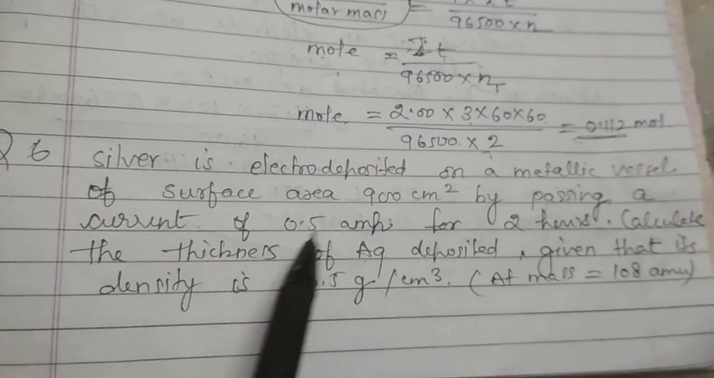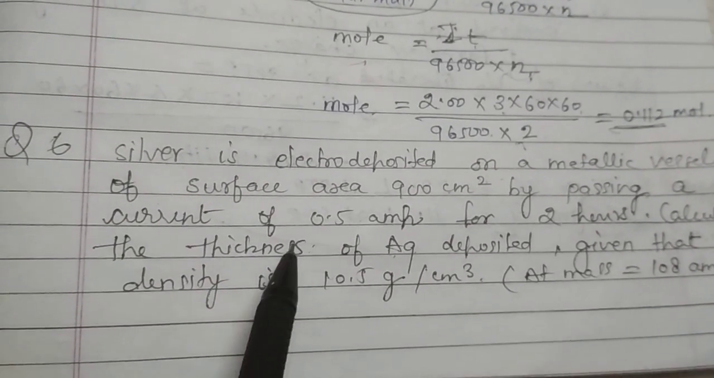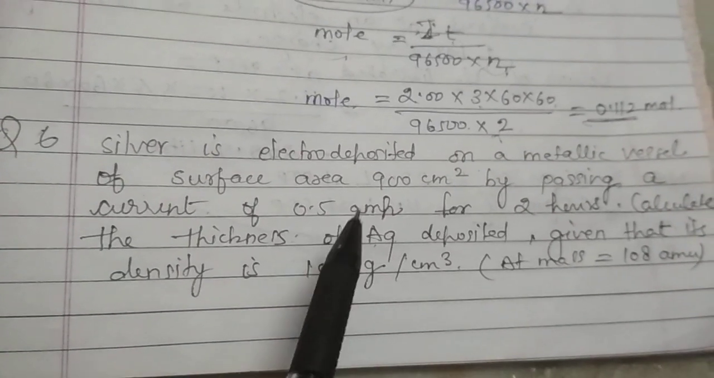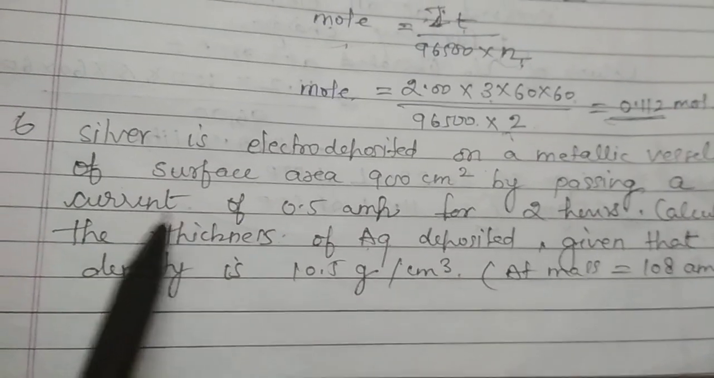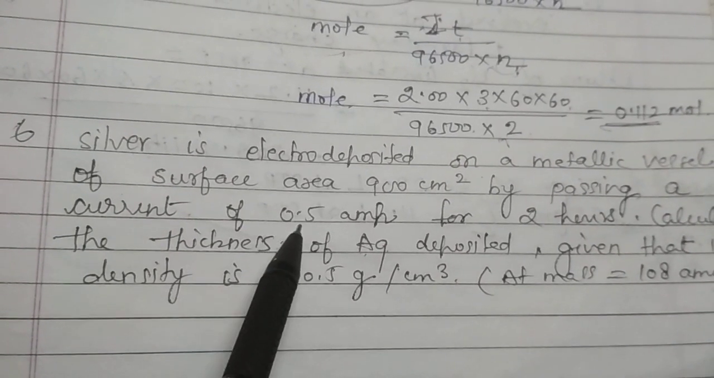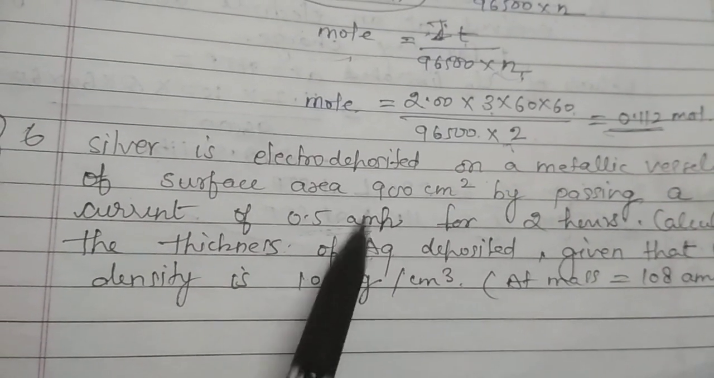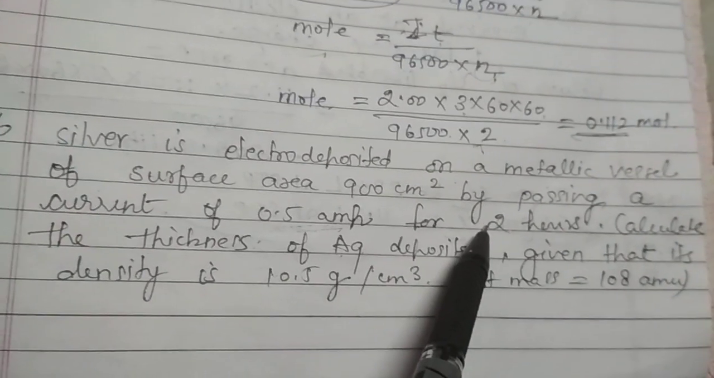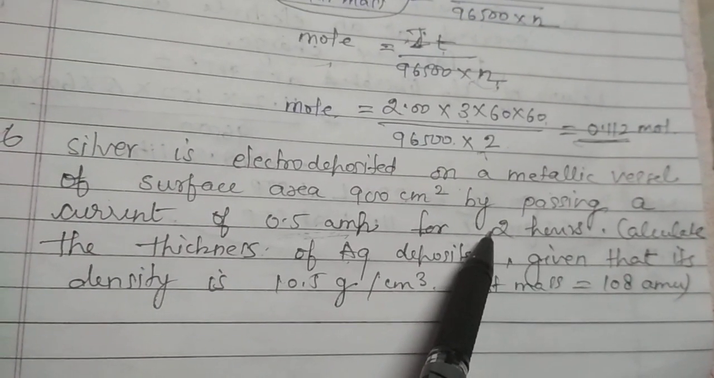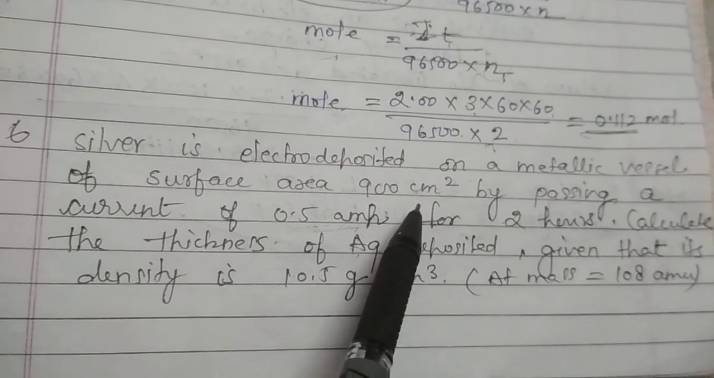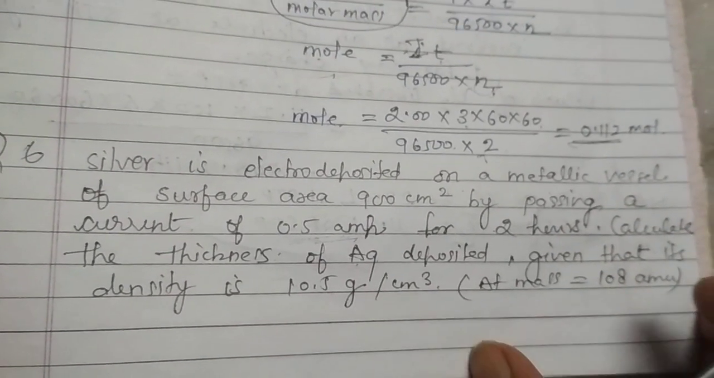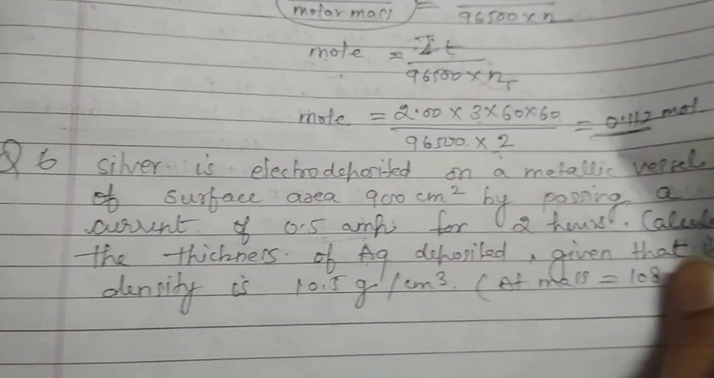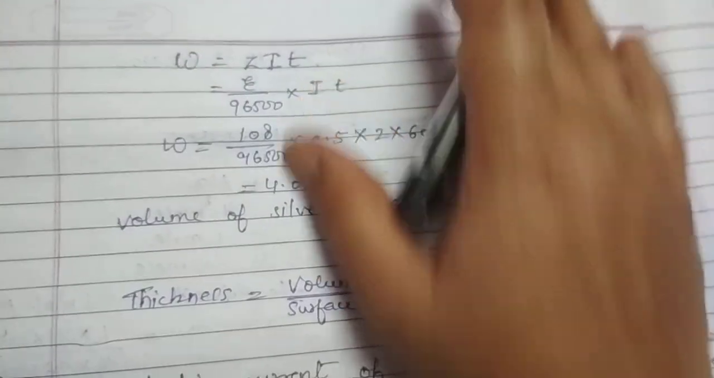Just to calculate the thickness of silver deposited, first we are to calculate the mass of silver deposited for this electrolytic cell. So you have been given the current, the time. With the help of this, you can calculate the mass of silver deposited by putting the values in the formula. W is equal to ZIT.